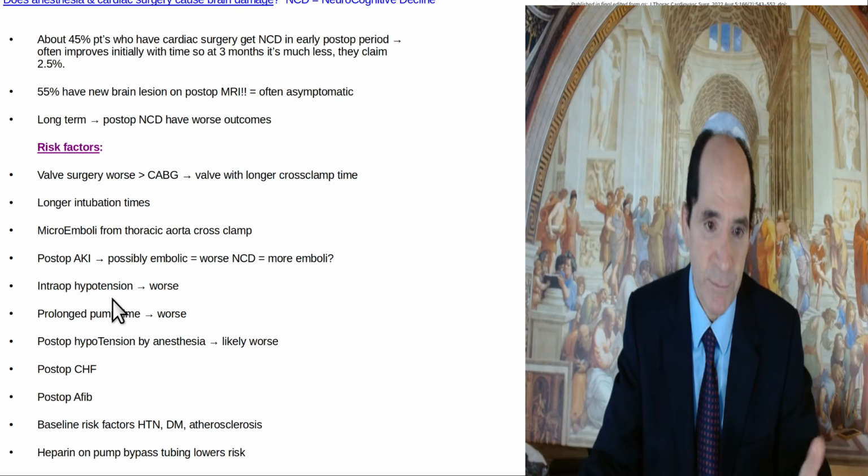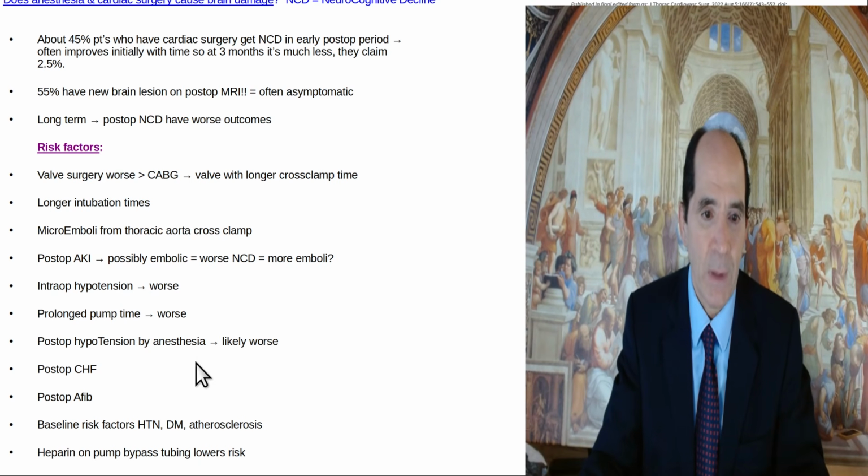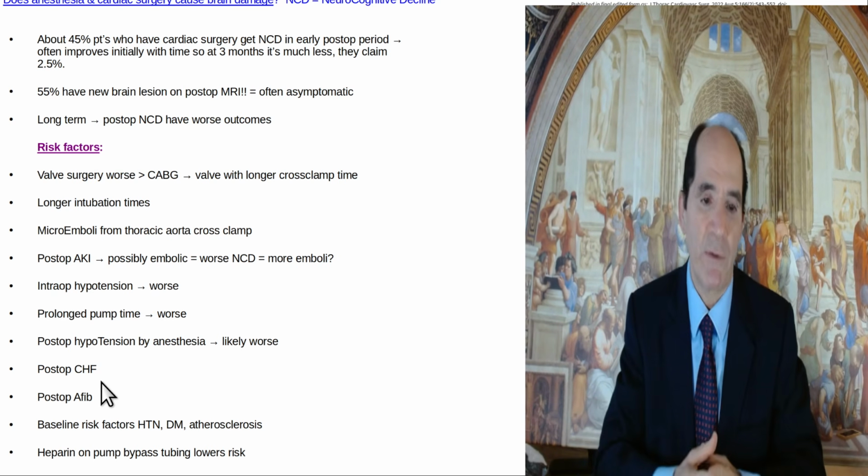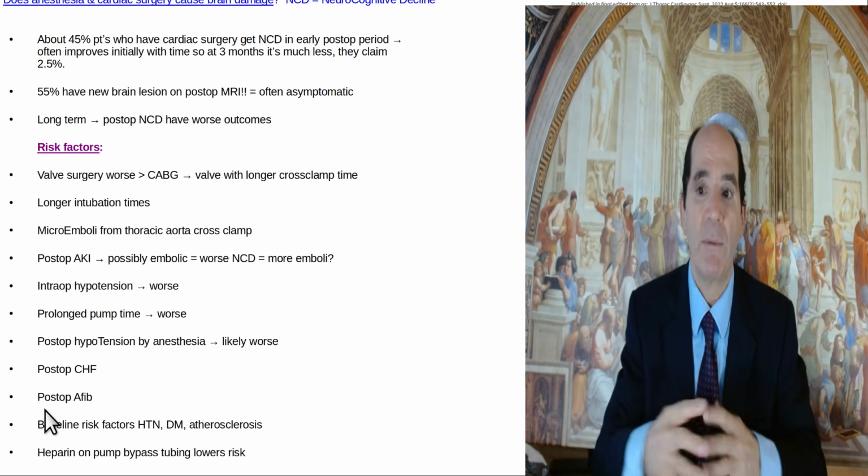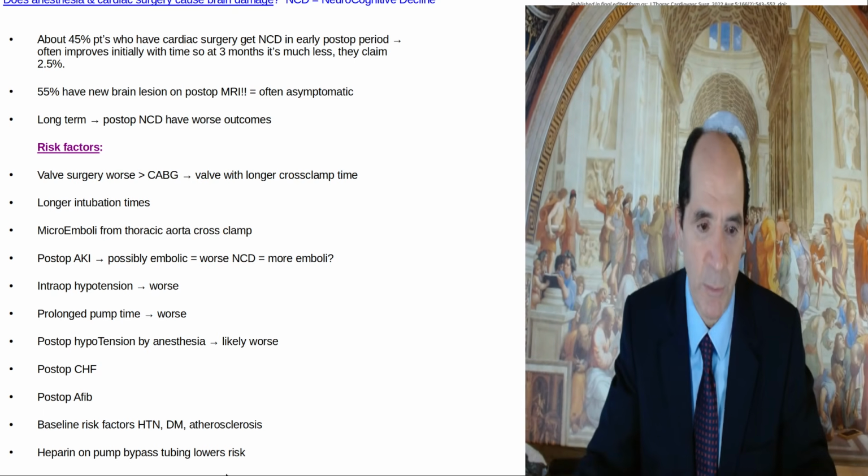Intraoperative hypotension. We talked about prolonged pump times, kind of like prolonged intubation time. I talked about post-op hypotension, post-op congestive heart failure. Some patients go into CHF after the surgery. Some patients go into AFib after the surgery. It can drop the perfusion of the brain.